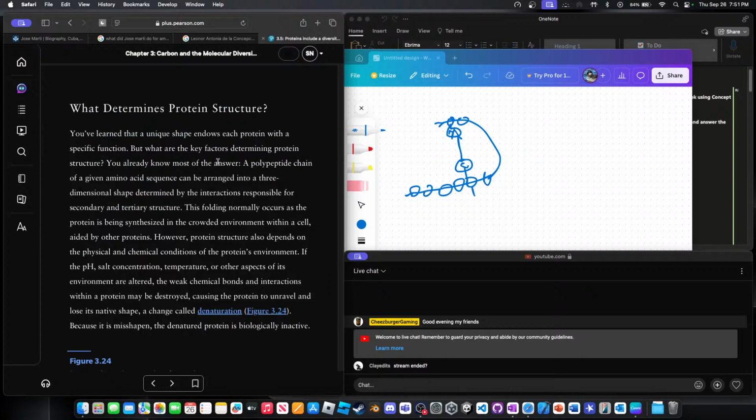What determines protein structure? You've learned that a unique shape endows each protein with a specific function. What are the key factors determining protein structure? You already know most of the answer.